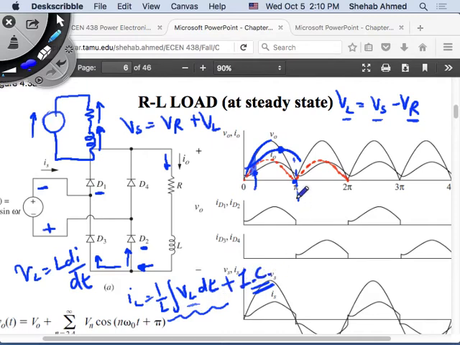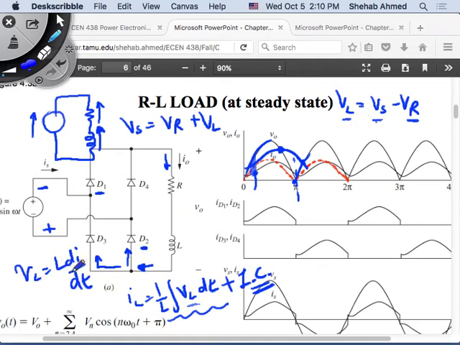What happens after that? After that, VR is greater than VS, so this integration is negative, and your current will start decreasing. Current starts decreasing until when? You've passed now this pi here. Then the voltage Vs starts rising again. Vr is falling and Vs is rising, so Vs minus Vr, at some point here, becomes 0. VL becomes 0. When VL becomes 0, what happens?